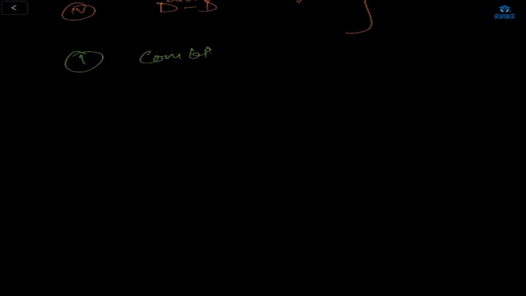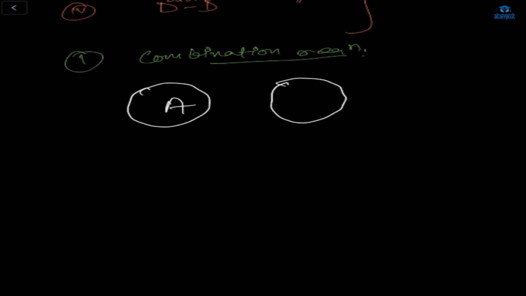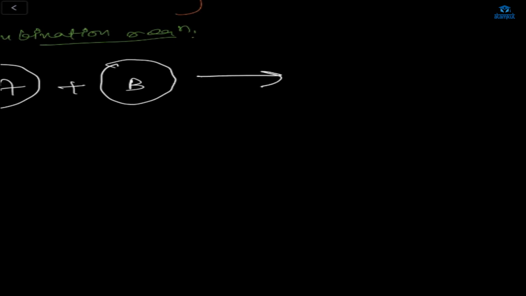Combination itself means that we are combining something, right? Combination means when two or more reactants combine to form a single product. For example, this is my A, this is my B. Okay, let me show you one diagram. So two or more reactants combine to form a single product.